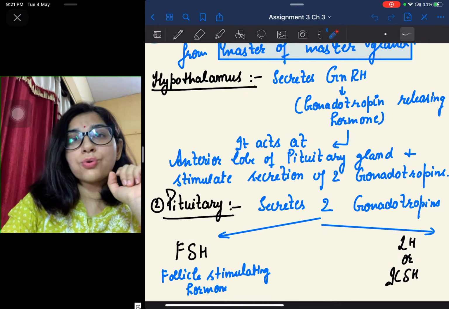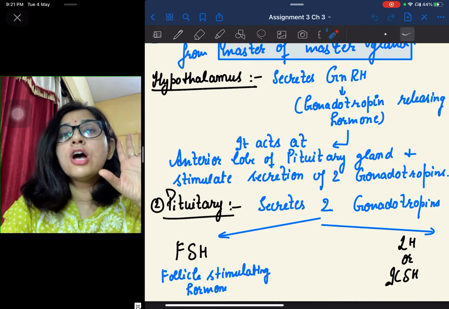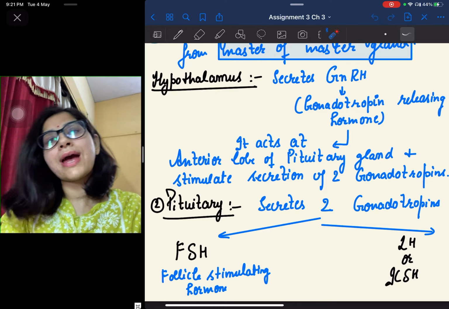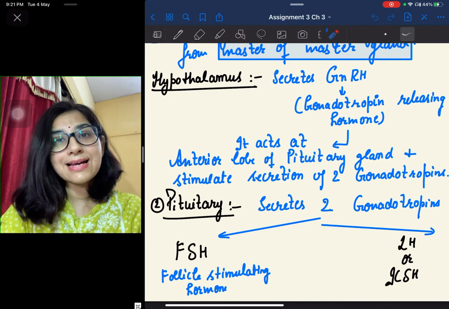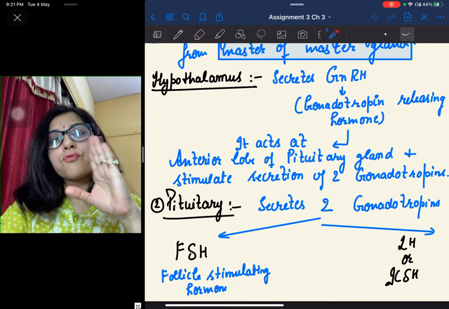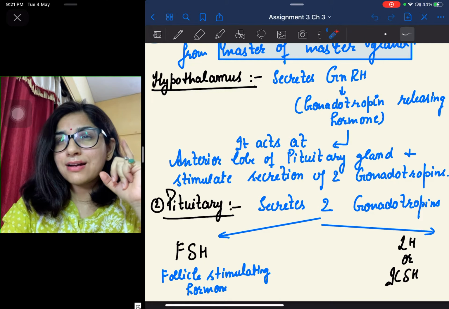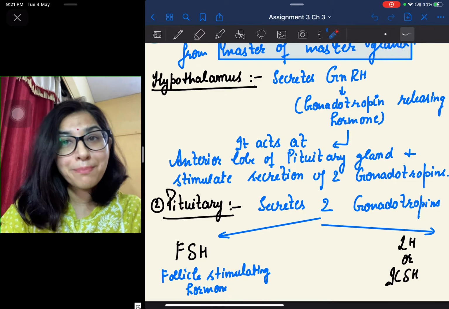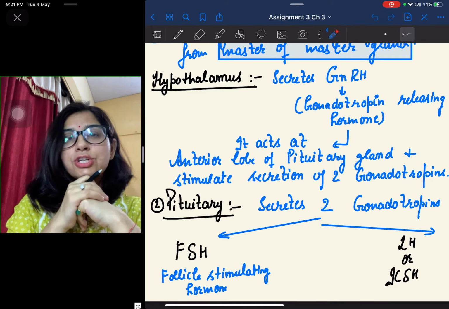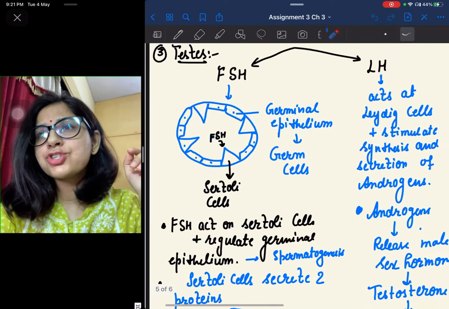Children, in my notes I have also mentioned LH as ICSH. Both are the same. LH is also known as interstitial cell stimulating hormone, right? And FSH is follicle stimulating hormone. Now the question comes to mind: the role of FSH in males. Pituitary secretes two main hormones during sperm formation, FSH and your LH or ICSH.